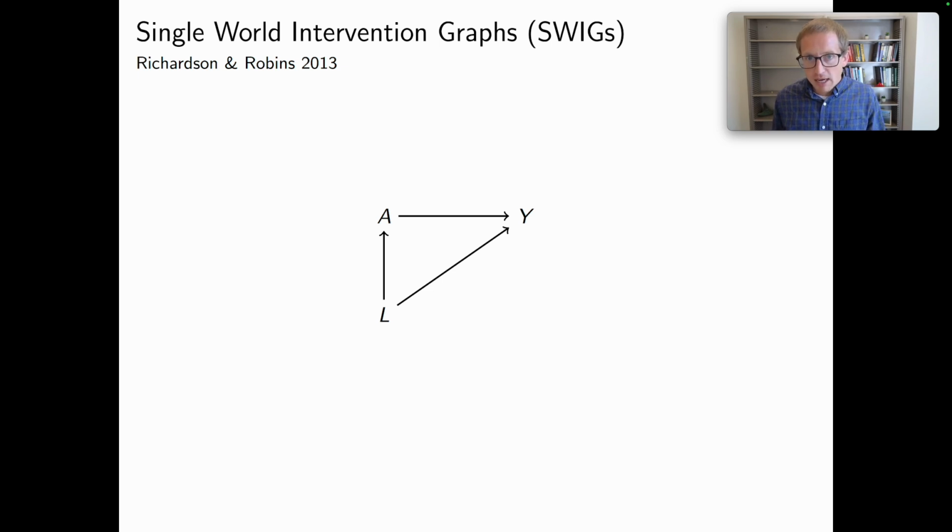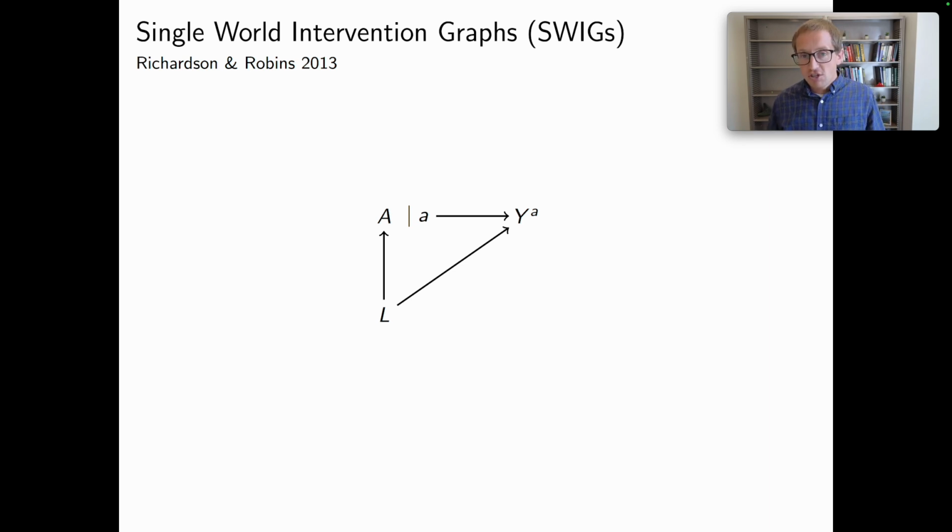In a SWIG, we might look particularly at the potential outcome that would be realized if the treatment were set to the value little a. We denote this on the right because instead of having just Y, we have Y superscript little a. On the left side of this graph, we see we have our realized treatment variable, capital A. It's affected by the confounder L.